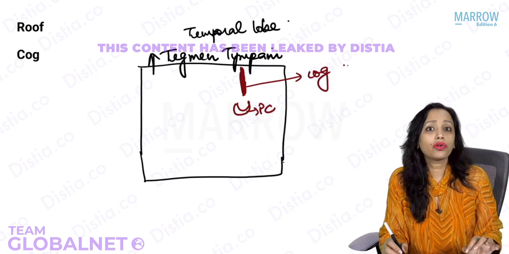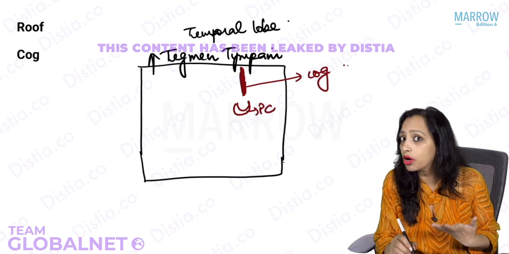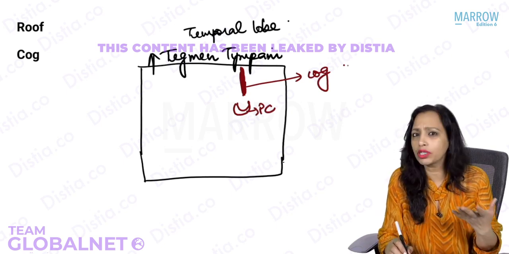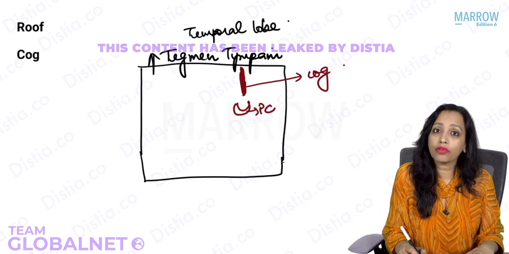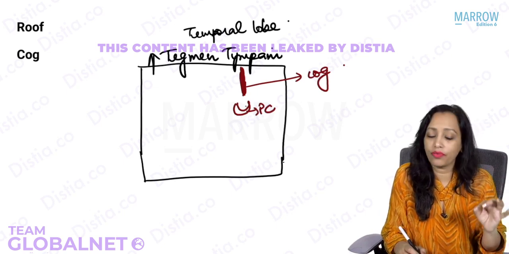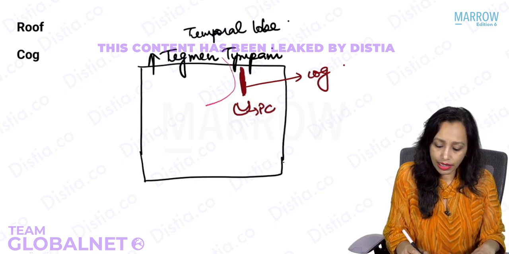So what is the significance of the cog? The same as the significance of the processus cochleoformis. The processus cochleoformis is a landmark for some nerve. Which nerve? Yes, the facial nerve. The processus cochleoformis is a landmark of exactly which part of the facial nerve? It is a landmark for the first genu. We saw that yesterday.